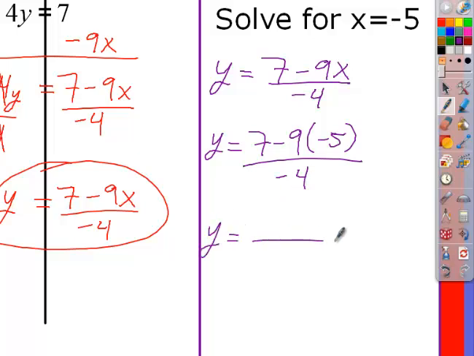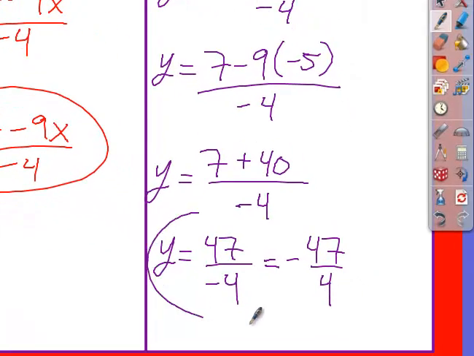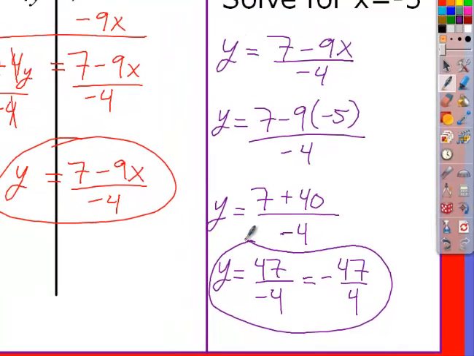Okay, we work across the top first and follow our order of operations. So what's negative 9 times negative 5? That's going to be positive 40. And we're going to get, this cannot reduce, so you can leave it in that form. Or if you want to, you can put the negative outside like that. Either answer is perfectly acceptable. And that's it, you're done.